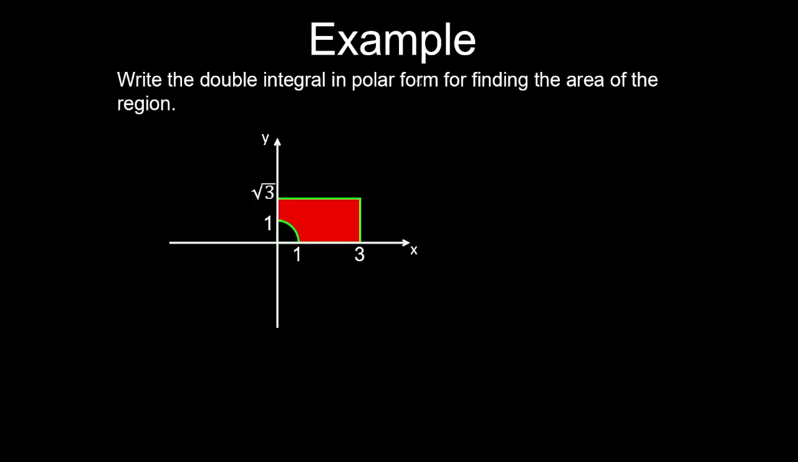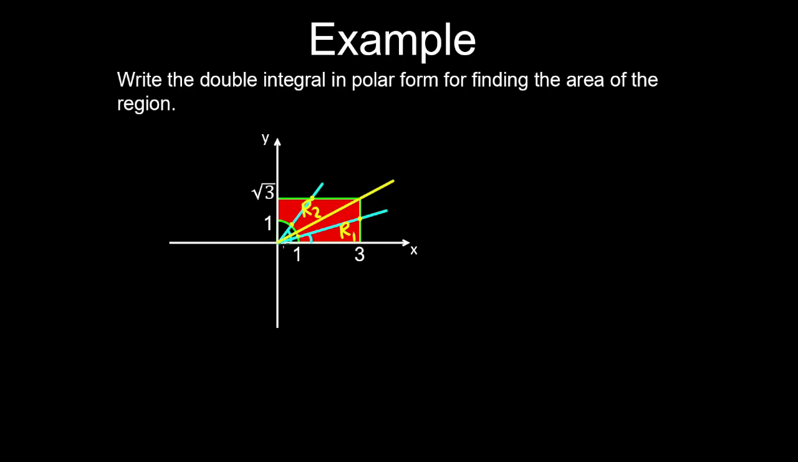Write the double integral in polar form for finding the area of this region. So if we take a ray from the origin in this direction at some angle theta, and take another ray from the origin at another angle theta, then this first ray intersects this quarter circle and this horizontal line, and the second ray intersects the quarter circle and the vertical line. So the limits of integration are going to be different in both cases, and therefore we break the region up into two regions. So we have region 1 and region 2.